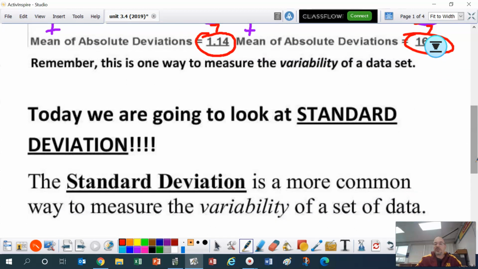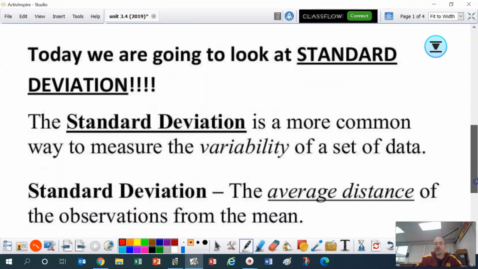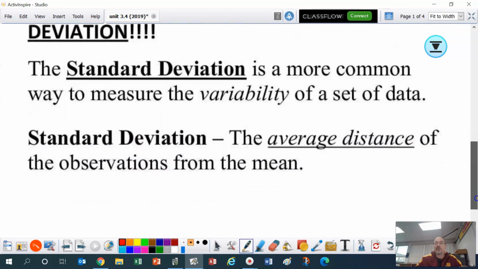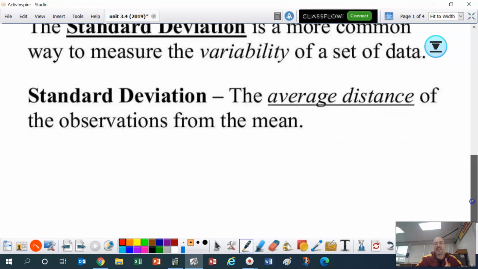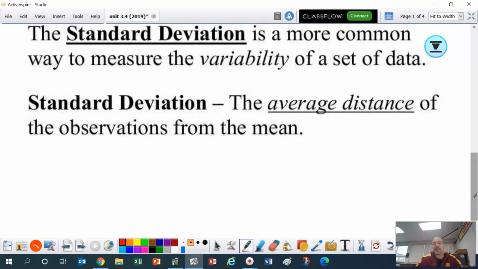The standard deviation is a more common way to measure the variability of a data set. Standard deviation is the average distance of the observations from the mean. So we're going to do something a little bit different in some of the steps. We're going to do just one example, so this will be a pretty short video. So if you need to, rewind and rewatch as many times as you need to.